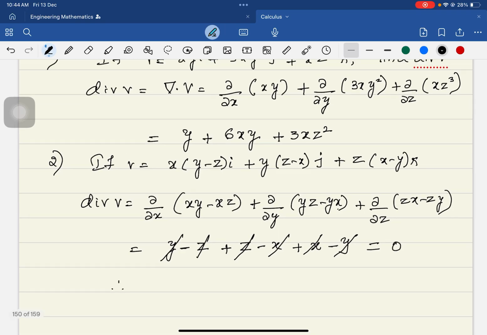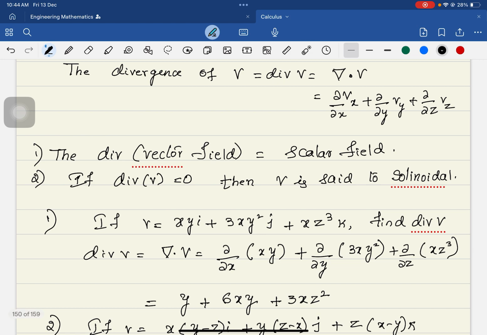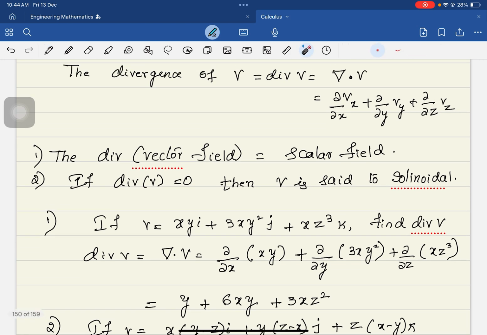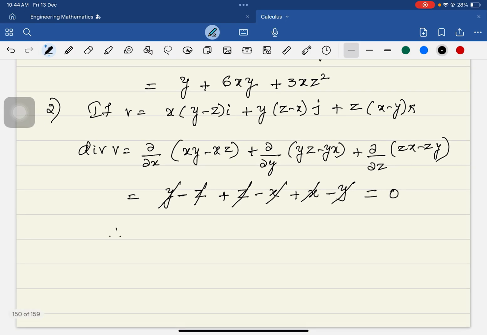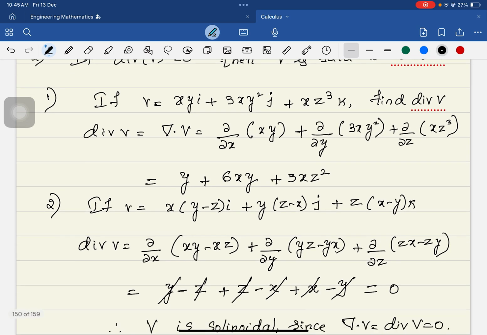So what is the second point here? If the divergence of v is equal to 0, then v is said to be solenoidal. Therefore, the vector field is solenoidal, since del dot v, the divergence of v, is equal to 0. So remember this important point: if the divergence of v is equal to 0, then it is called a solenoidal vector. I hope it is clear how to identify a solenoidal vector.